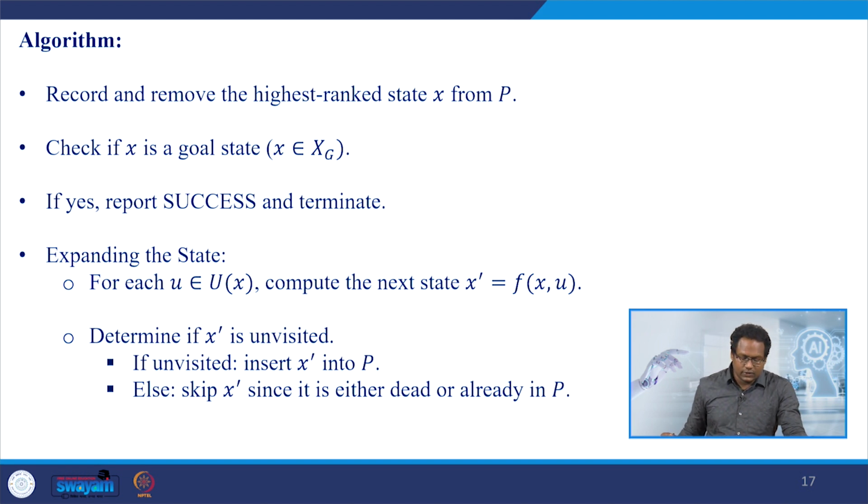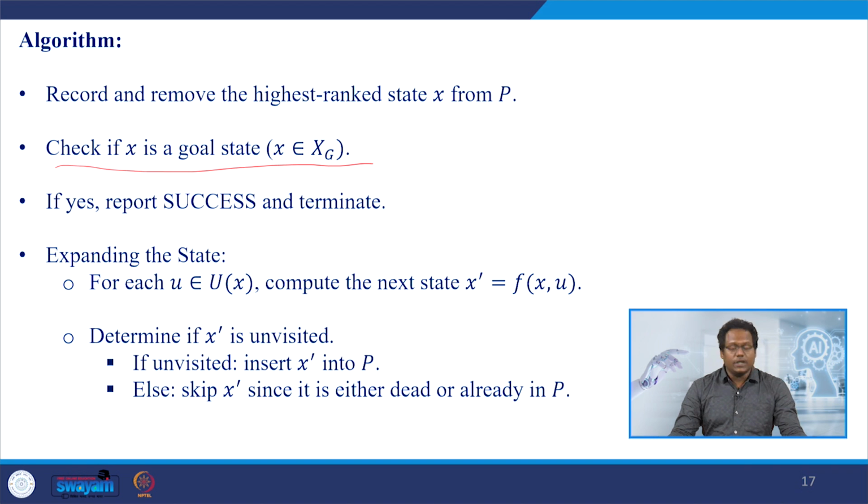Now, let us have the pseudo code or the algorithm. First, record and then remove the highest ranked state x from the queue P, that is a priority queue P. Check if x is a goal state. If yes, report success and terminate the process of searching.